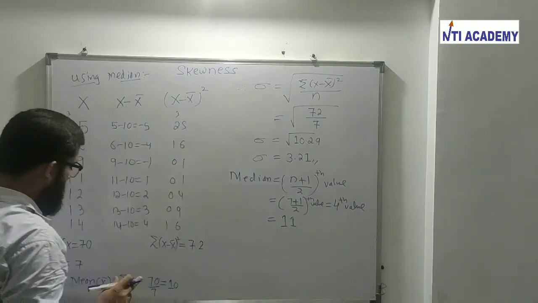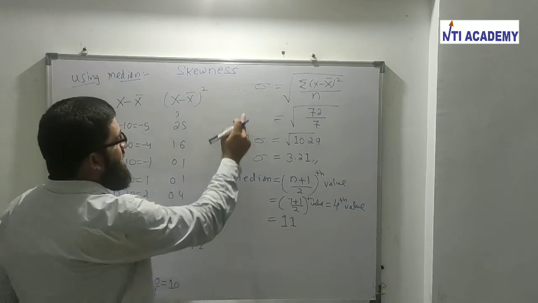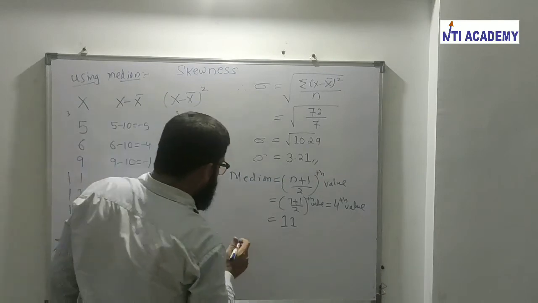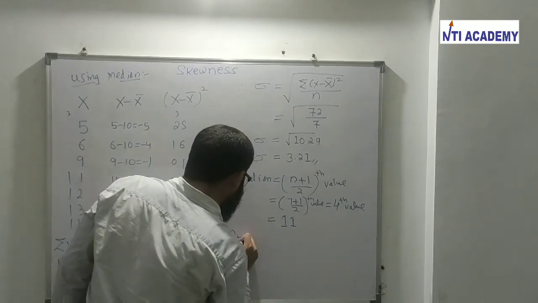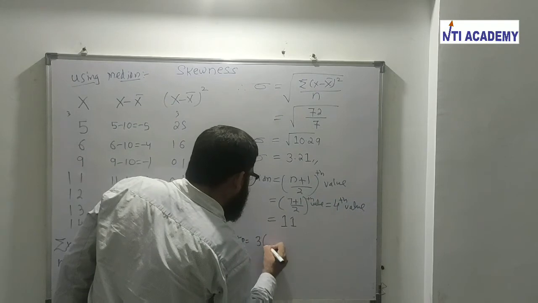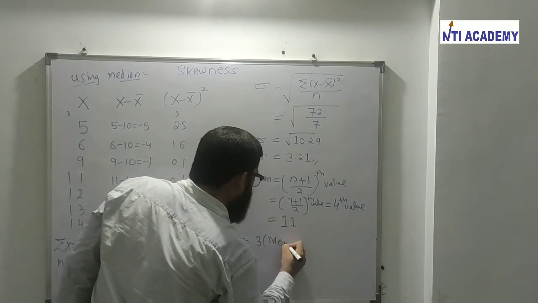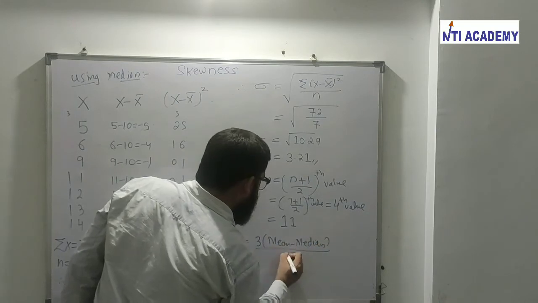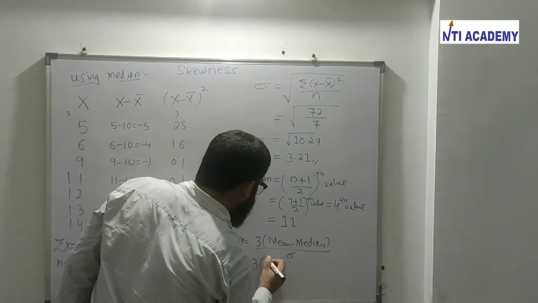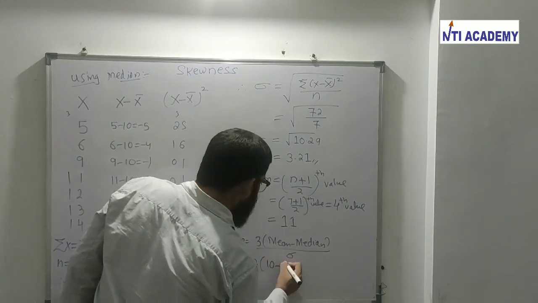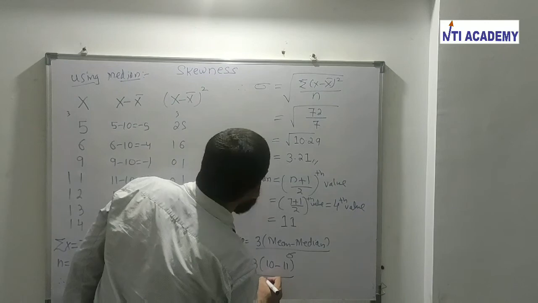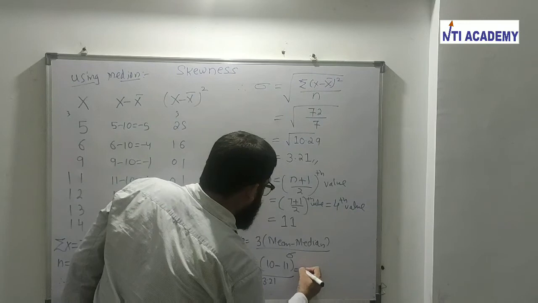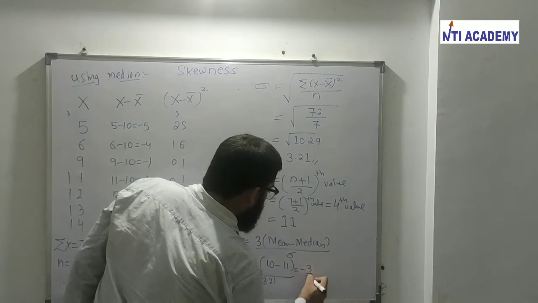So now we know that by using the mean, median and standard deviation we can find the Karl Pearson's coefficient of skewness. So that is SKP, that is 3 times (mean minus median) upon standard deviation. That is 3 into (mean 10 minus 11) upon 3.21. So that value we get as minus 3 upon 3.21.